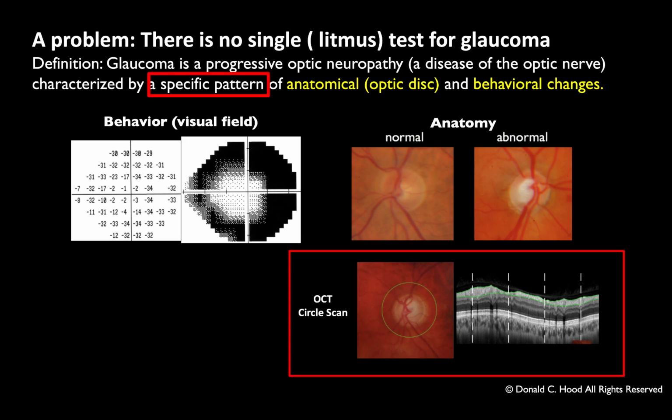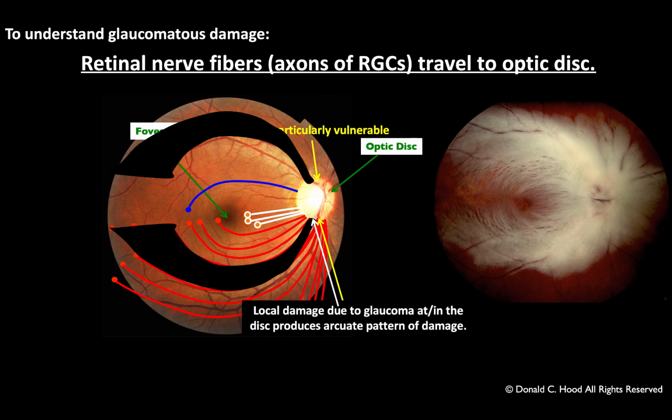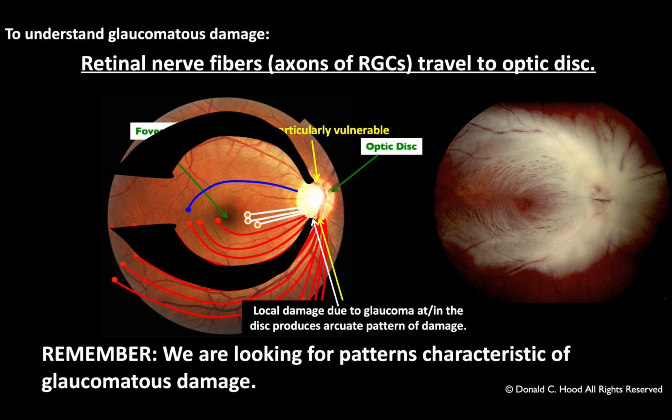Okay, so by specific pattern, we're going to mean arcuate patterns. So I want you to keep in mind that we're going to be looking for patterns that are characteristic of glaucomatous damage. We're looking for patterns. We're not looking for global statistics or thickness, right? Ultimately, we want to decide whether we have patterns that are characteristic of glaucoma.